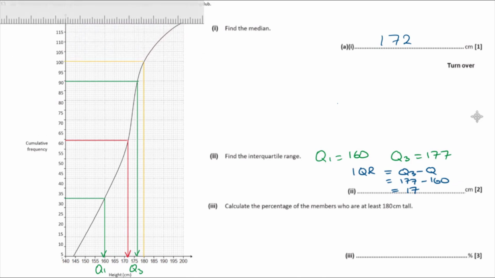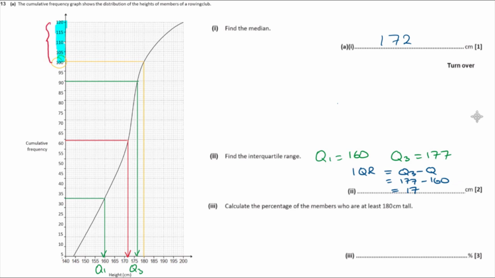Okay, so that is the number of people who had a height of 180 or less. So we want to know the percentage of members who are at least 180 tall. So actually what we want is these people who are taller than 180. So we want these people here. So what's that as a percentage then? The number who are 180 or taller are going to be these people.